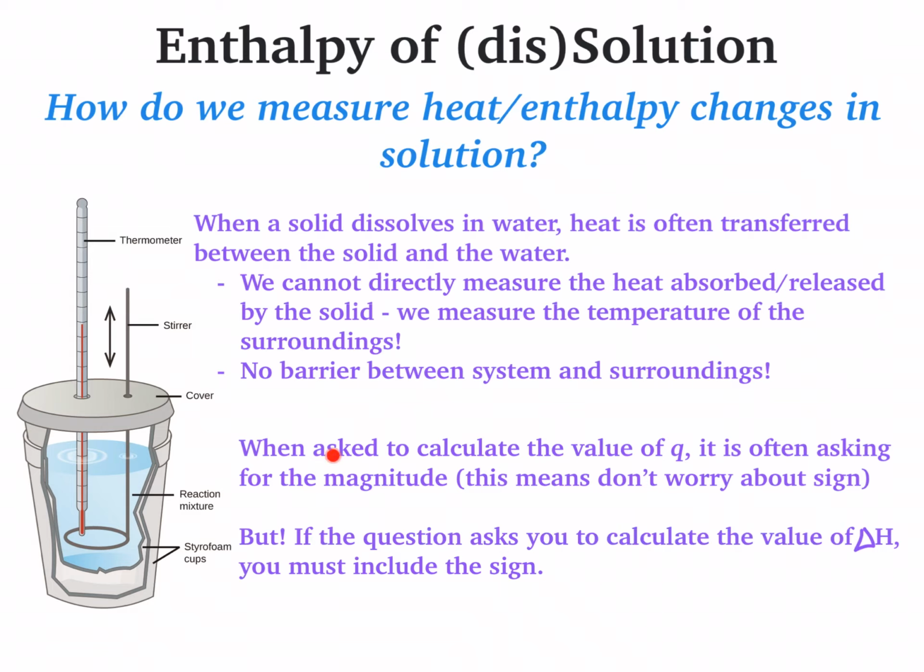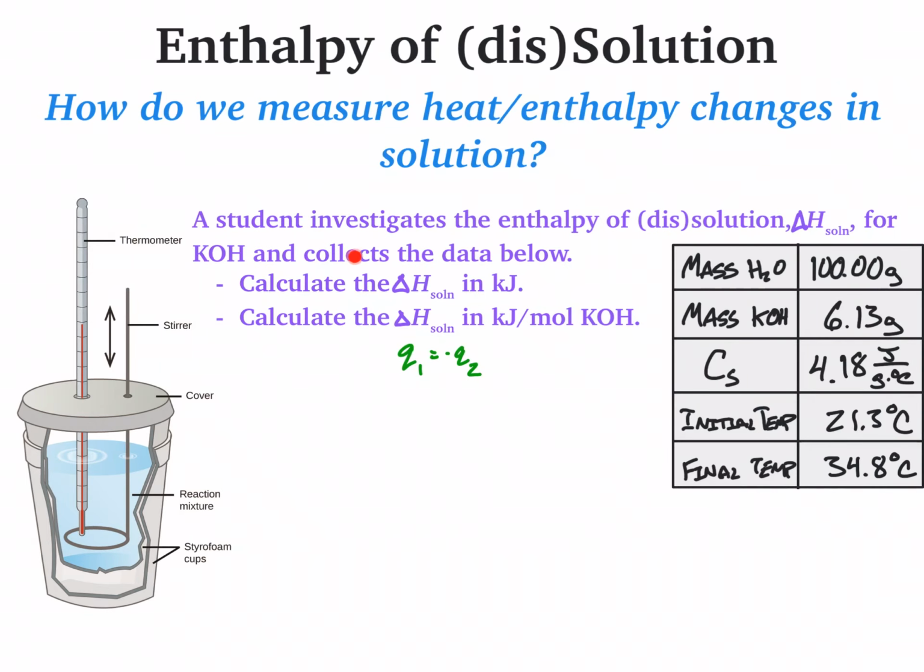But let's look at an example with this question, and I will keep this picture here as well. So you're a student. Let's say that you investigate the enthalpy of dissolution, or the delta H solution, for the solid KOH, and collect the data below. So you have this data in this table right here. What I want you to do is calculate the delta H solution in kilojoules, and then calculate it in kilojoules per mole of KOH. Well, the same thing is true here. It is still going to be a heat transfer in which one thing is going to absorb heat and one thing is going to release heat.